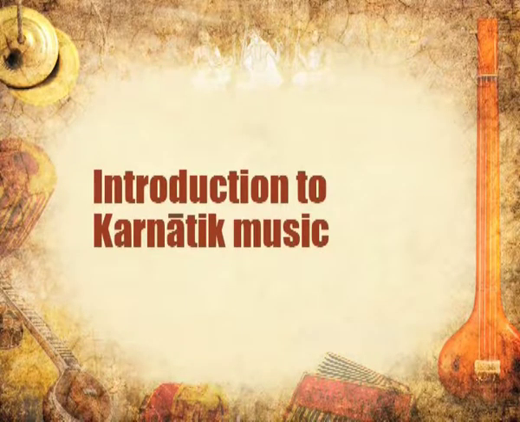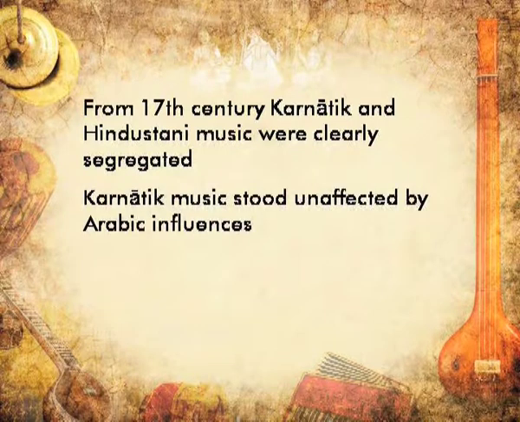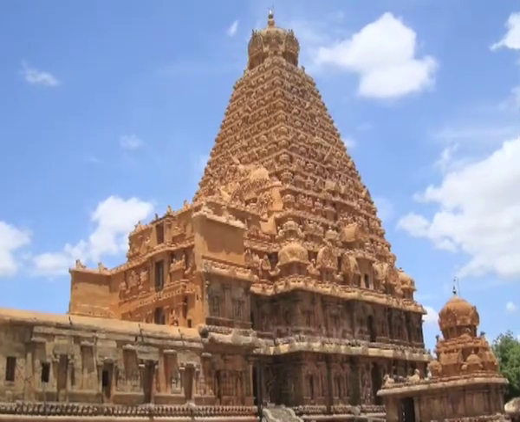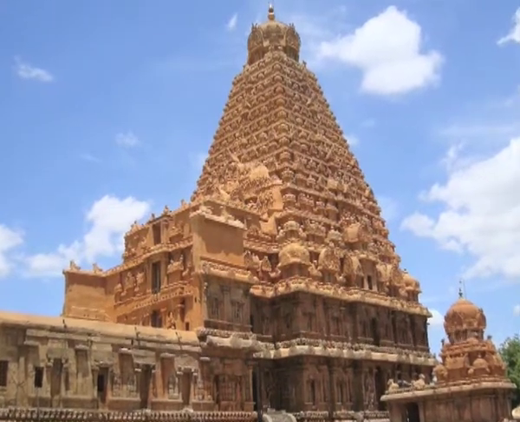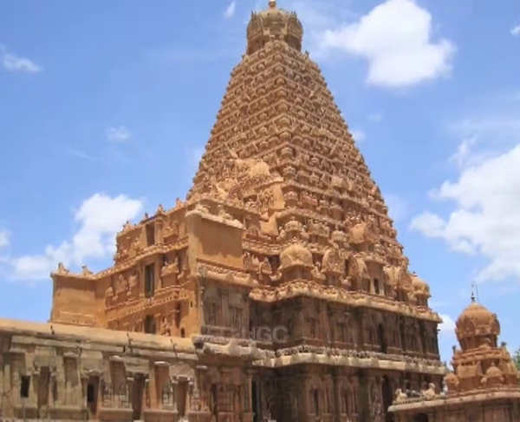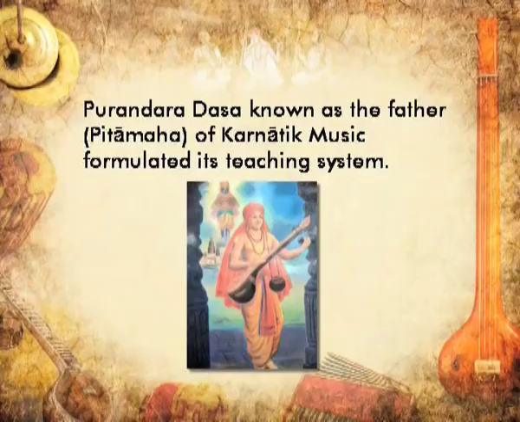Introduction to Carnatic music. By the 17th century, there was a clear segregation between the Carnatic and Hindustani systems of music. Carnatic music stood relatively unaffected by the Persian and Arabic influences. It was at this time that Carnatic music flourished in Tanjavur, while the Vijayanagar Empire reached its greatest extent.